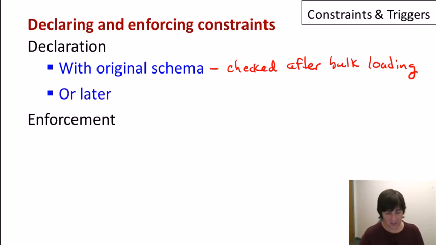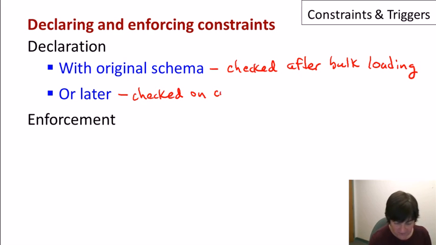Now another possibility is that we decide once a database is already in operation that we have some constraints we'd like to enforce. Maybe the application has changed or maybe we just realize that there are certain constraints on the data. In that case, the constraint is checked on the current state of the database at the time it's declared.